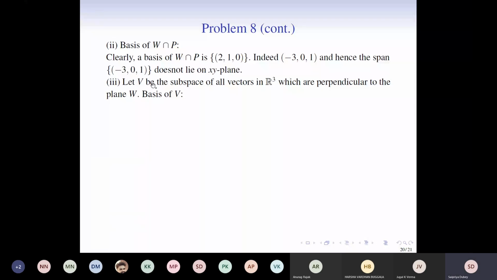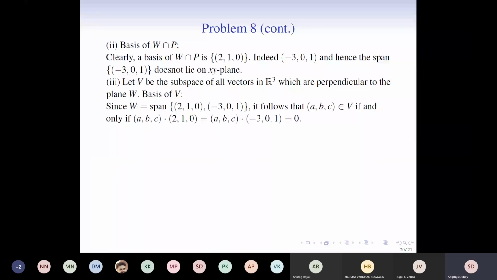Next, we need to find out the basis of the subspace V. So we define V to be the subspace of all the vectors in R3 which are perpendicular to the plane W. And then we calculate the basis of V. W is equal to the span of these two vectors. We have seen this, right?